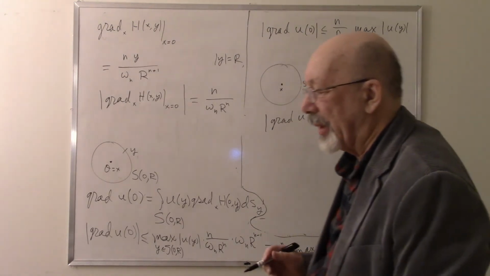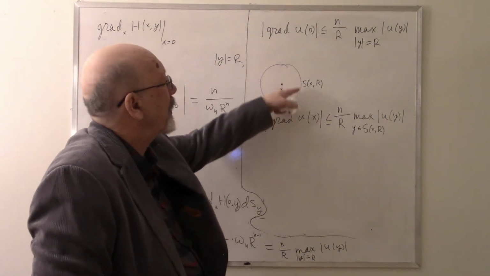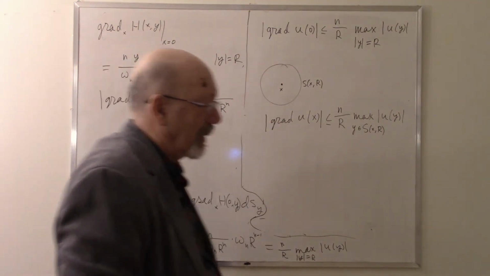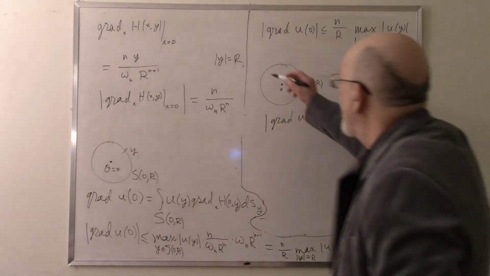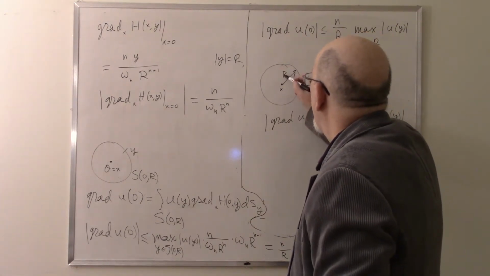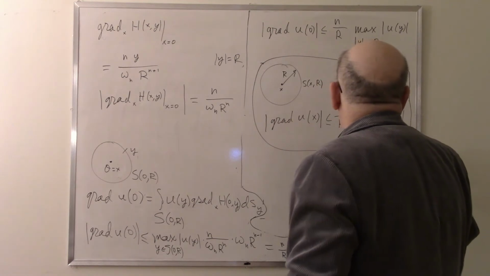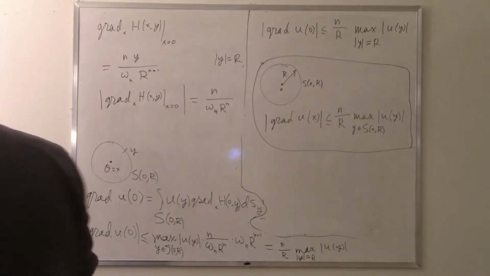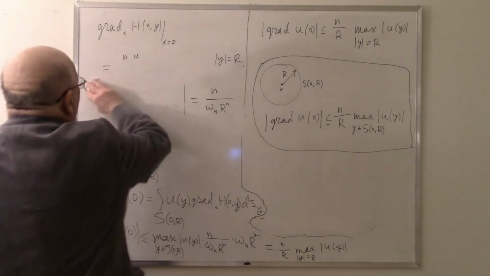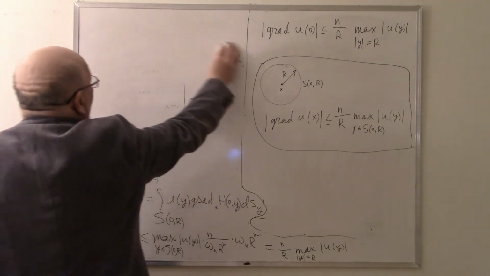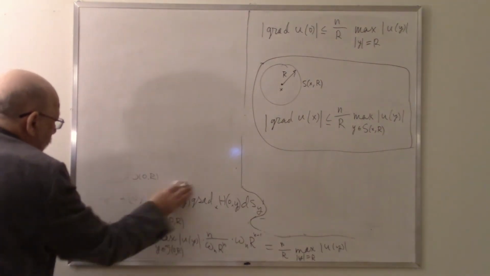Now, it makes sense if the function u is harmonic, at least inside this ball B with center x and radius r. So this is the simple formula. We can also write it in a more general form.